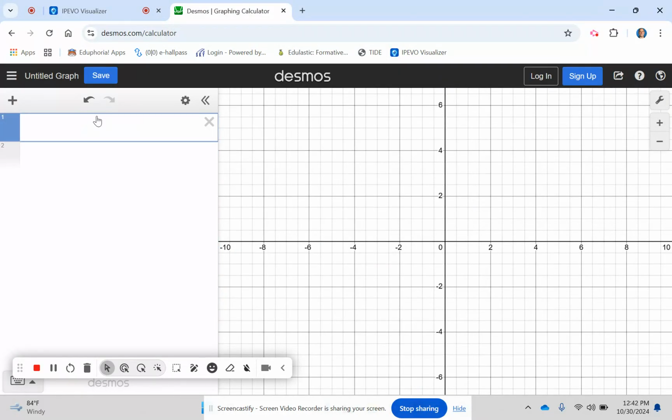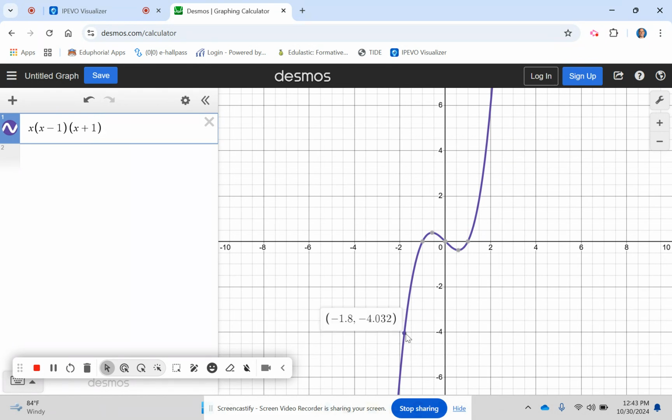Okay, so I'm going to graph x times x minus 1 times x plus 1. All right. Now, I need a point here. This point's good. This point. So let's go ahead and label that point -1, 0.